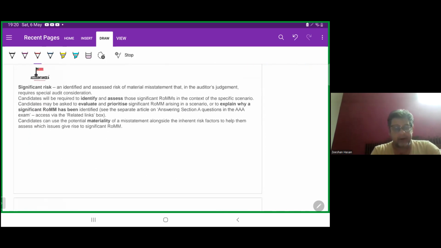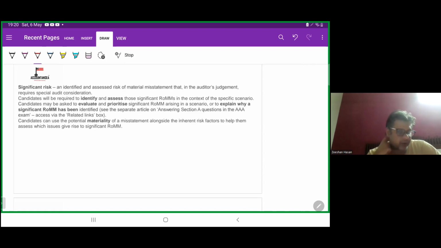So then, significant risk is an identified and assessed risk of material misstatement that the auditor's judgment requires special audit consideration. Candidates will be required to identify and assess those significant ROMMs in the context of the specific scenarios. Candidates may be asked to evaluate and prioritize significant ROMMs arising in the scenario, or to explain why a significant ROMM has been identified. The separate article in the AAA exam related to this will be discussed later.